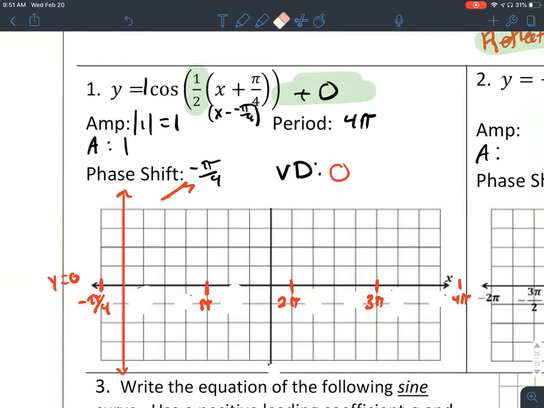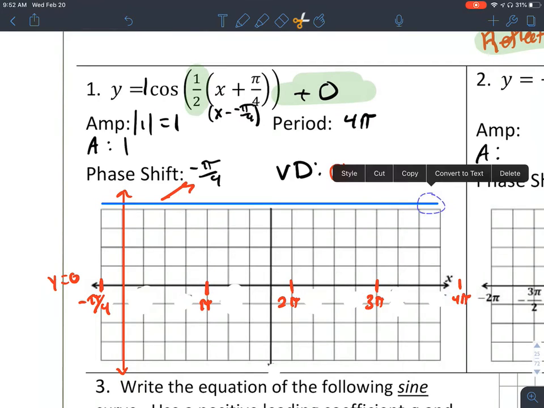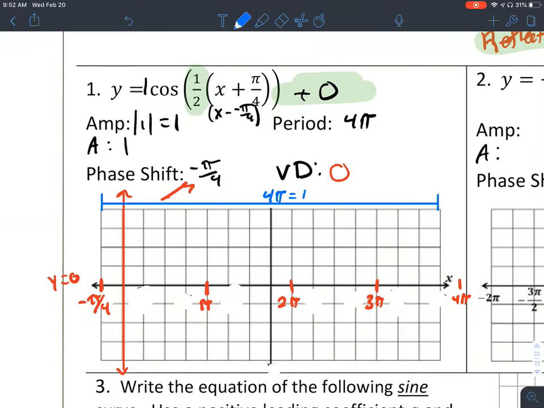So check this out. Don't draw this yet. If the period started at 0, it would go all the way to 4 pi. But it doesn't start at 0. It's translated to the left pi over 4, which means the period's going to end right before we get to 4 pi on the graph. But the overall length for this is 4 pi. This is one period.